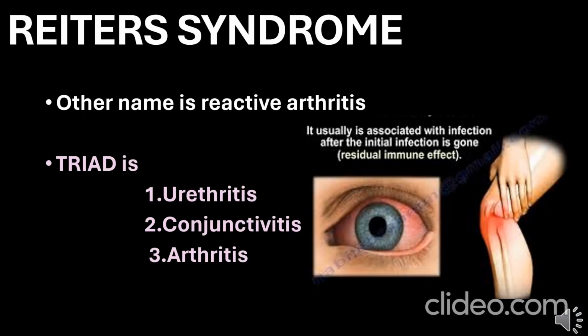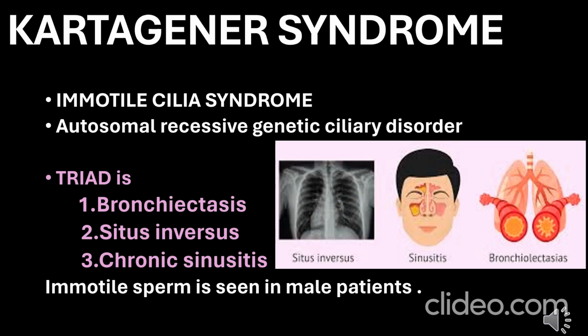Some other diseases we will see. Reiter's syndrome, it is reactive arthritis. There is a triad, 3 symptoms: urethritis, conjunctivitis and arthritis. Next is Kartagener syndrome, which is also called immotile cilia syndrome. It is autosomal recessive genetic ciliary disorder. The triad is bronchiectasis, situs inversus and chronic sinusitis. Immotile sperm is seen in male patients.